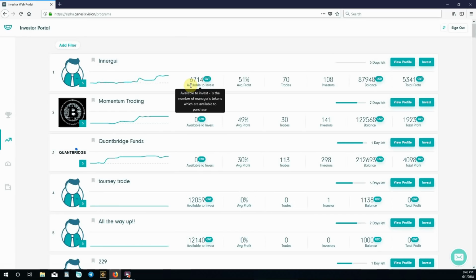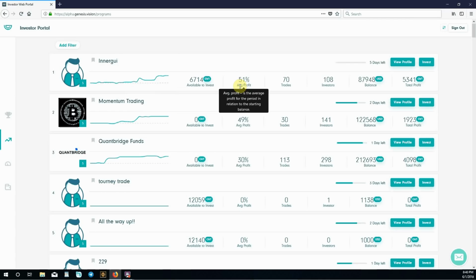Available to invest is the number of managers tokens which are available to purchase. So within this investment program, there are 6,714 Genesis Vision tokens which can be bought by the community. If you have 6,714 tokens, you can buy them all. If you have less, buy whatever you're comfortable with in this manager.